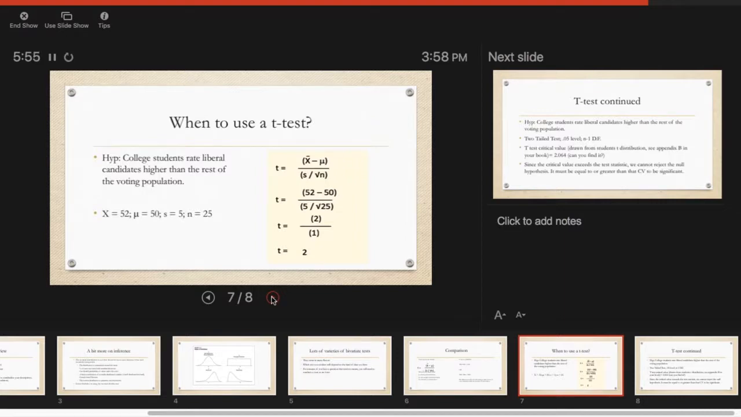When would you use a t-test? So let's say you have a hypothesis about college students and their approval or how they rate liberal candidates.